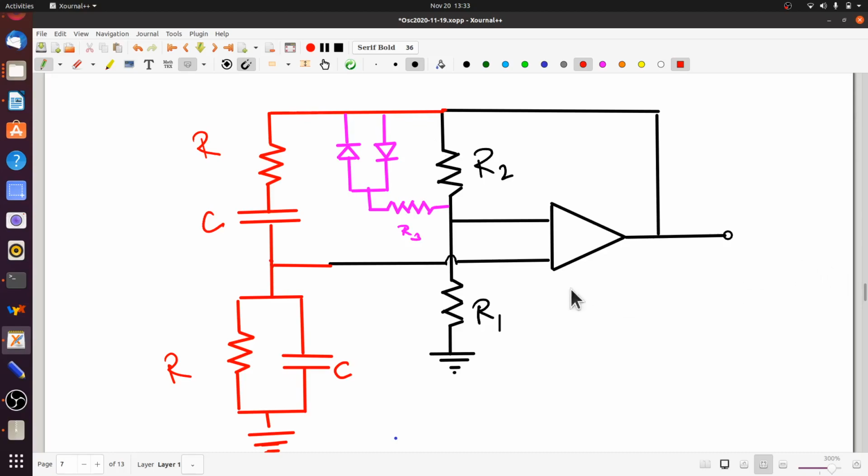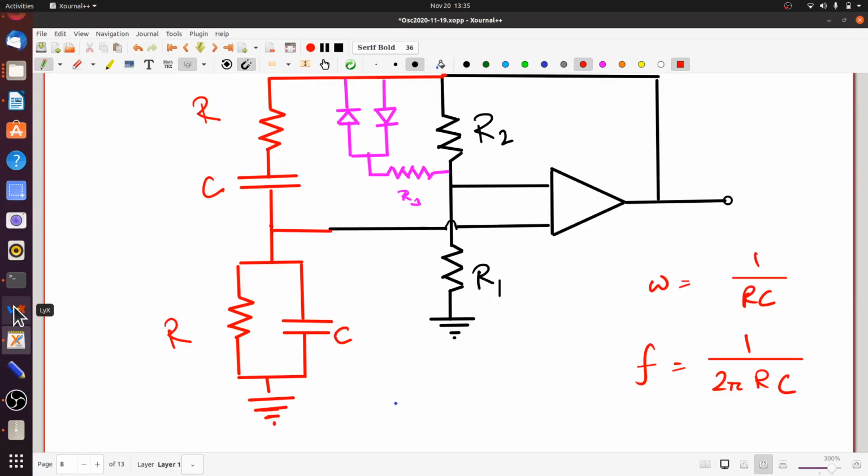So this roughly is how a Wien Bridge oscillator can be designed. The frequency, of course, is set by the lead lag network. The frequency omega, as we just talked about before, is given by 1 by RC. This, of course, is the angular frequency. The frequency is given by 1 by 2 pi RC. The next kind of oscillator that we are going to look at is called a phase shift oscillator.